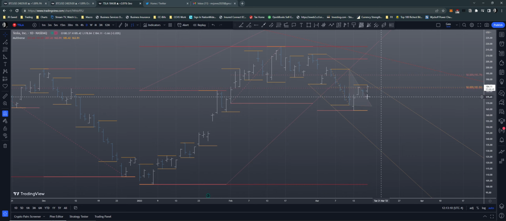Also note that even though we've been bearish here, our weekly EQ is still above our quarterly EQ. So we don't have a proper EQ stack for a longer term bearish price projection, so to speak.